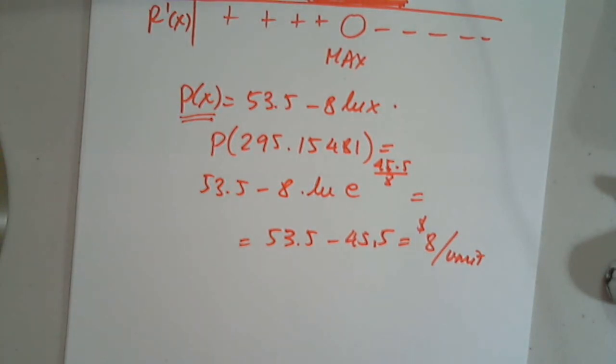Where is my problem? Okay. So demand for a new computer game. Okay. So x is the number of games sold. Yep. So if we sell 295,154 units, the revenue will be maximum, and the price has to be $8 per unit. But we have to sell 295,155 units. Good pick.